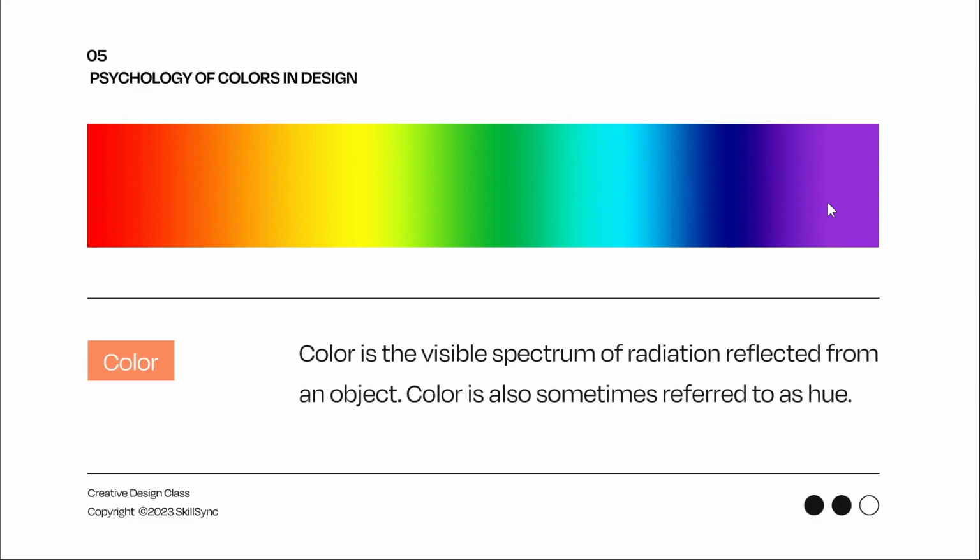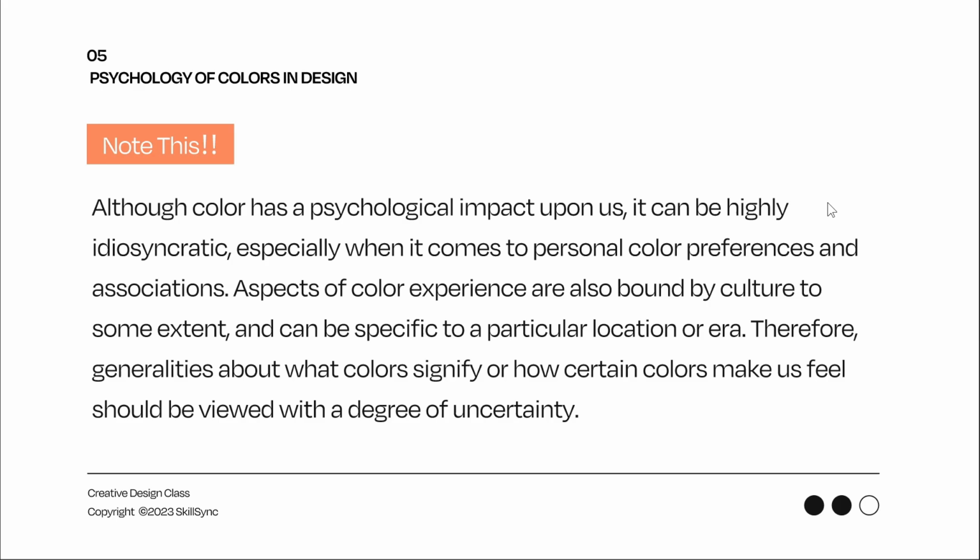So color theory and its basis. So we talk about color. It is just the color we know, blue, red, green, and things. So color is also sometimes referred to as what? Hue. Now note this, that the meaning of color, the location and the culture of the kind of people around have an impact on the meaning.